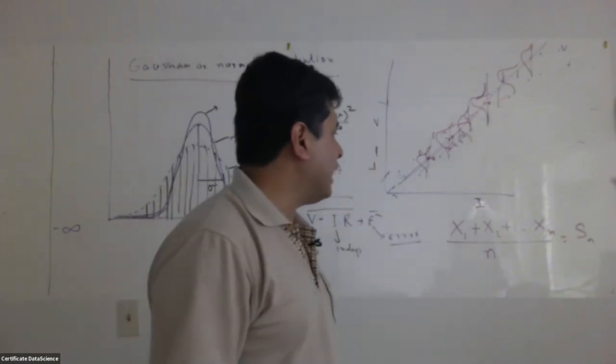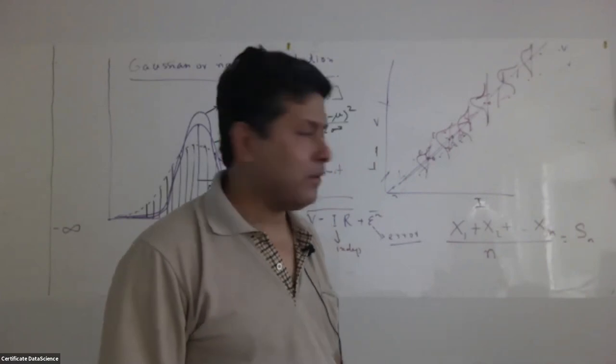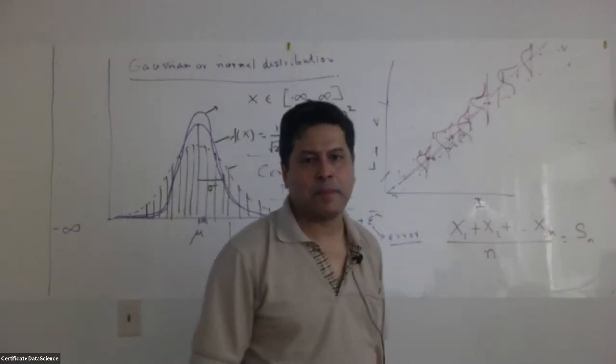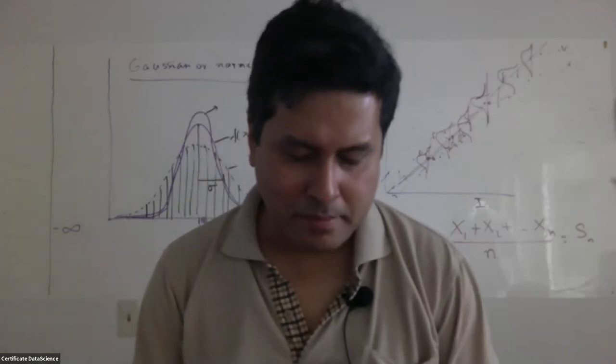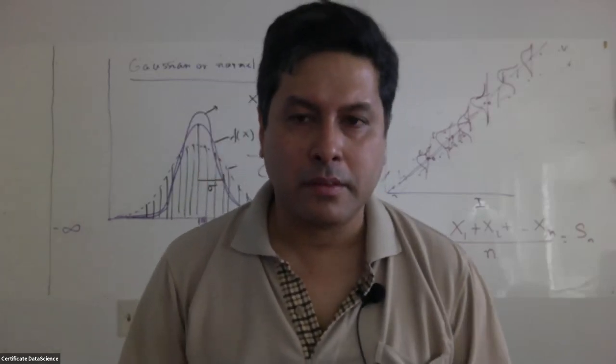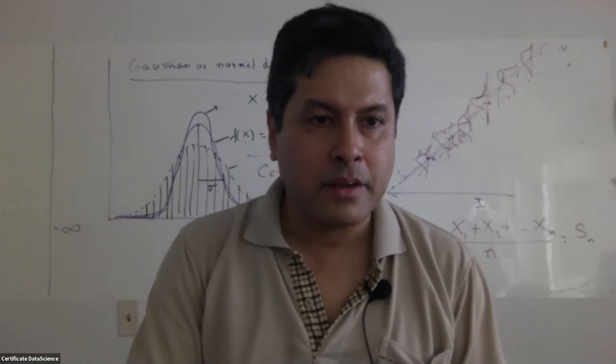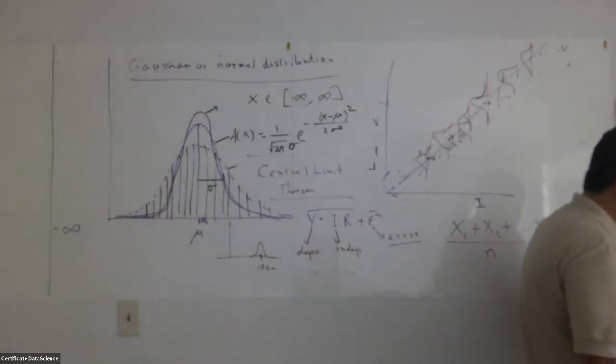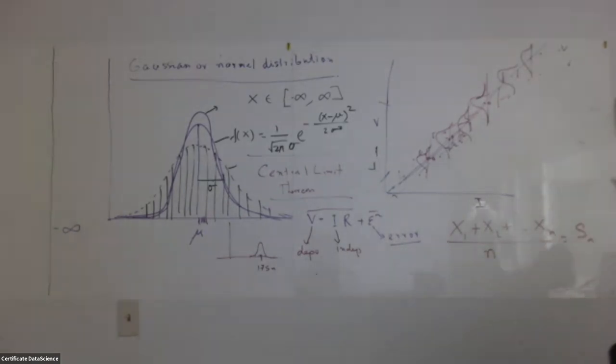So now, if you have any question, feel free to ask. Otherwise, I'm going to show this formula in an experiment. Okay, so let me share my screen and show you some code, how we create this normal distribution from various different distributions.